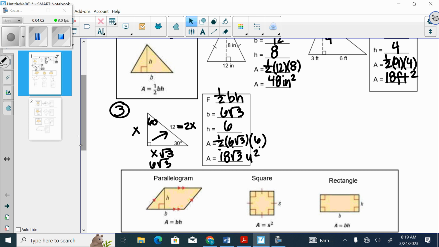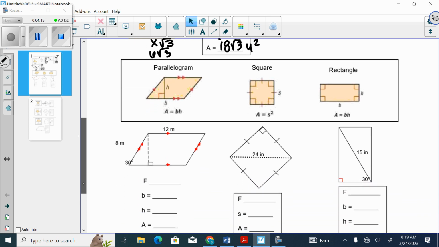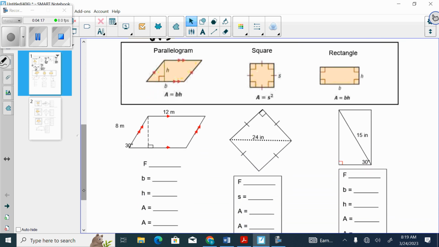So just a reminder that even if they don't give you the base or the height, you can probably solve for it using one of the rules you previously learned. Now we're going to look at an example of a parallelogram, square, and rectangle. So let's start with the parallelogram.